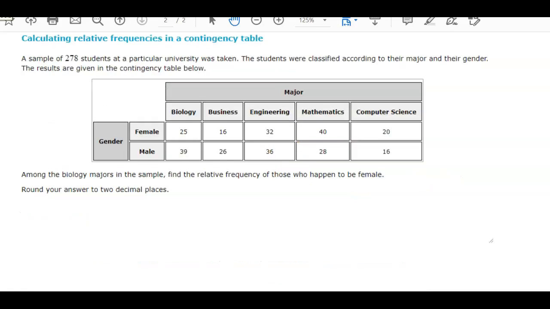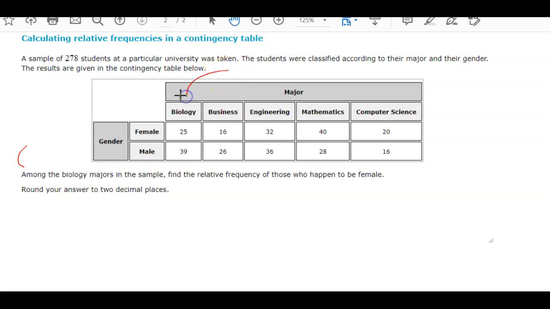A sample of 278 students at a particular university was taken. The students were classified according to their major and their gender. The results are given in the contingency table below. Let's go ahead and see what they want. Among the biology majors in the sample, so let's do that first, you guys. Let's just look at the biology majors.